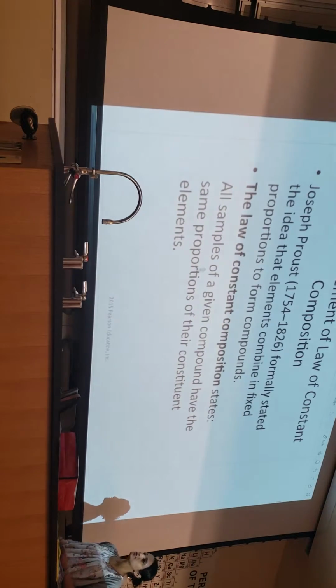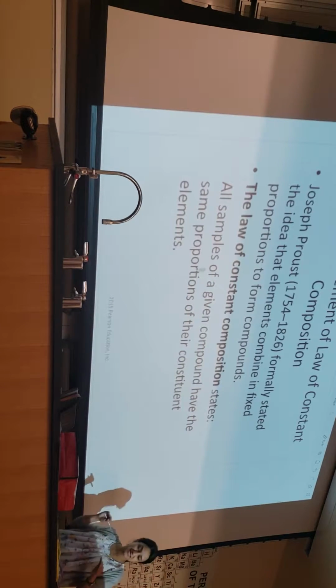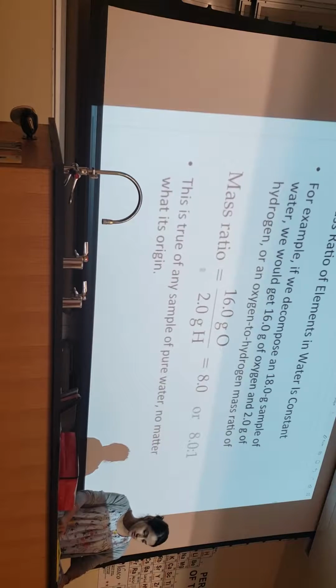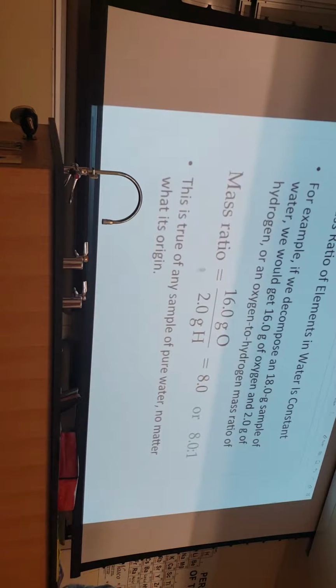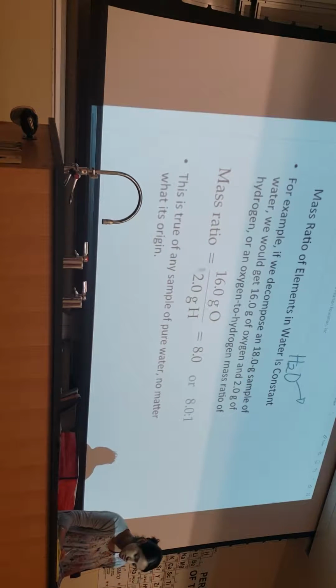So this is just telling you that when we look at the law of constant composition, when we look at different masses, the actual ratio between the elements stays the same. Let me show you an example here. Here I'm comparing the mass. You have 18 grams of water. You decompose it, break it apart. Because H2O is made up of hydrogen and oxygen. You're breaking that apart. You have 16 grams of oxygen, 2 grams of hydrogen.